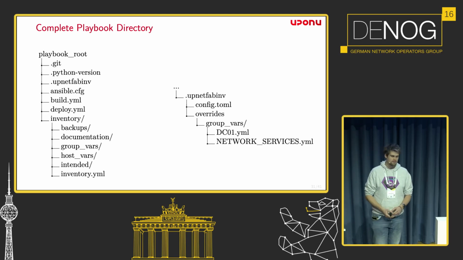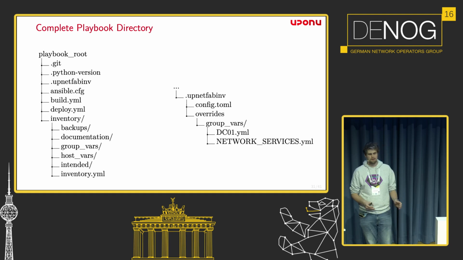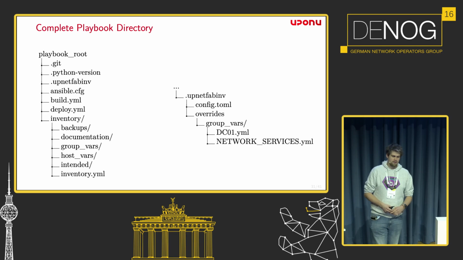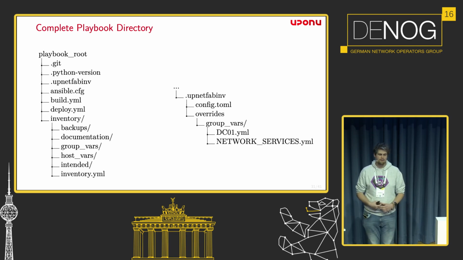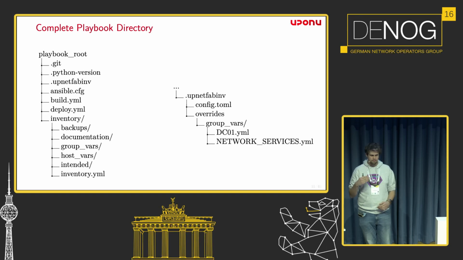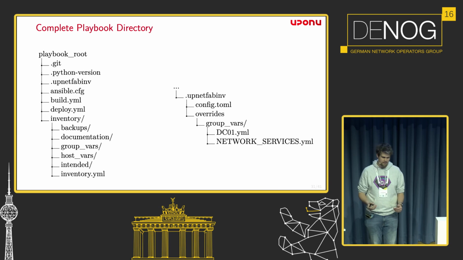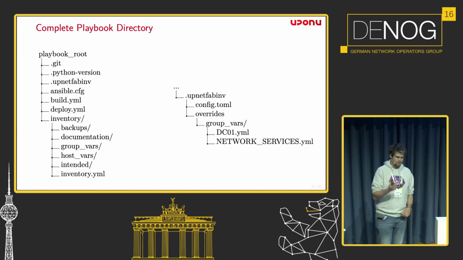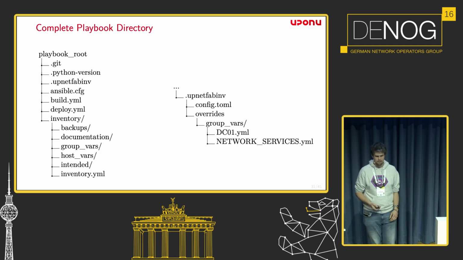devices. In the inventory, we have a backup directory where we pull all the backups in, a documentation directory where we generate the automated markdown documentations, group variables, host variables, and the intended directory. In the intended directory are the built configurations which we would like to deploy, and the inventory files. And now, we have the inventory tool with a config file and some overrides for the data center and the network services.